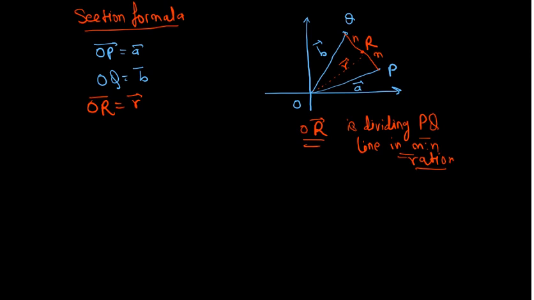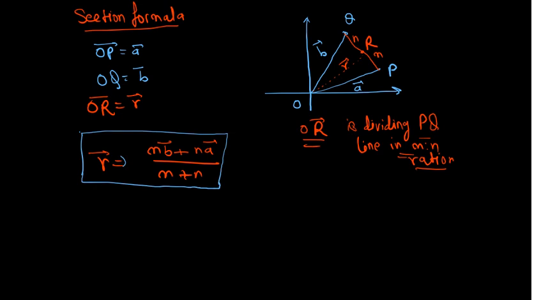So keep in mind, r vector is given like this: m into b vector plus n into a vector, divided by m plus n. So this will be the position vector of the point r. I think many of you would know this, because you would have studied this formula in coordinate geometry in class 10th. Where we have a line, that line is intersected by a point and cut in m is to n ratio, then what are the coordinates of that point? We write in the same manner.